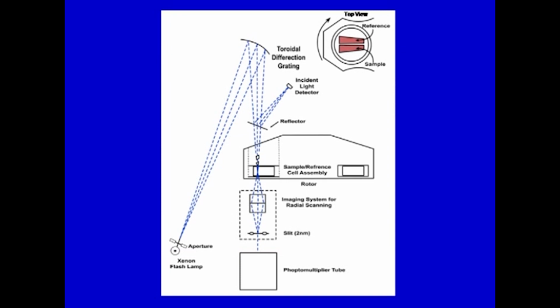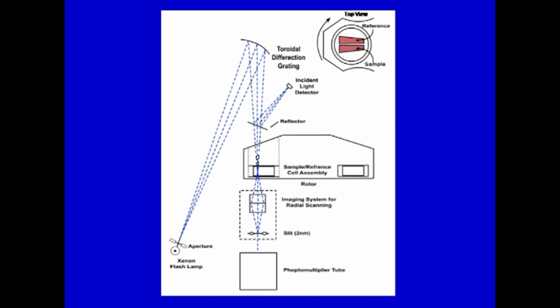There is another representation of this whole thing, where you can see that there is a lamp here, an aperture, a toroidal diffraction grating, the incident light detector here and a reflector. There is a sample cell; these are 2 cells in this particular rotor chamber. There is place for 2 cells, and here there is an imaging system, and finally, a photomultiplier tube is utilized in place of photographic film.